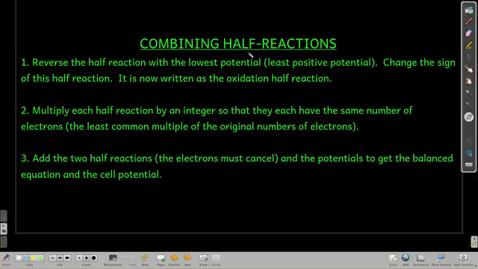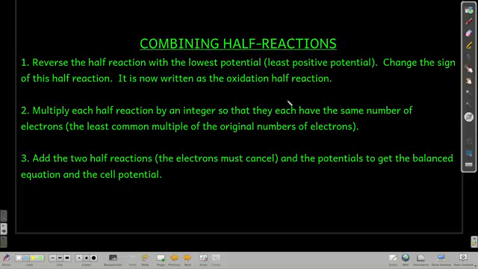What we do a lot with these half reactions is we combine them. If we know the two half reactions involved in a cell, we can manipulate them and add them up and get the balanced overall equation for the complete cell. In addition, we also get the cell potential. So here's what you do, real easy. You just look at the two half reactions involved, find the one that has the least positive cell potential. Okay, switch it, reverse it, change the sign.